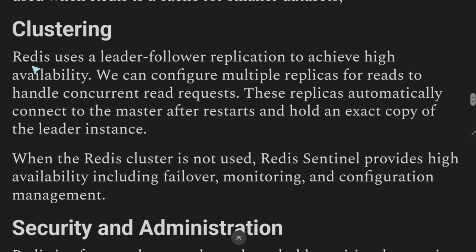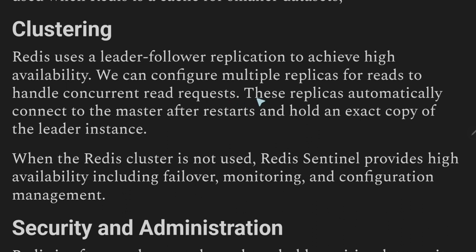Clustering. Redis uses a leader-follower replication to achieve high availability. We can configure multiple replicas. It's sophisticated wording. This could mean that you write to a single node and the other nodes are used for reads, to handle concurrent read requests. This is how you scale the reads.